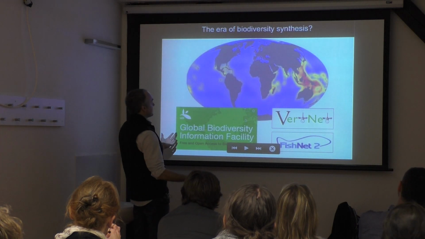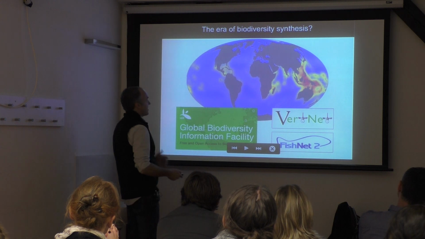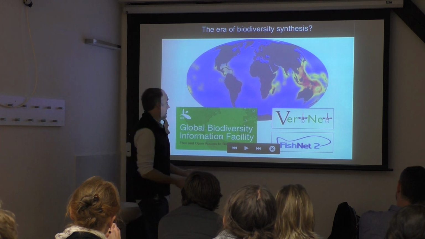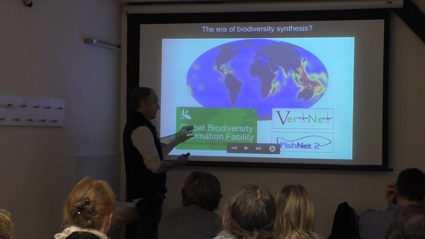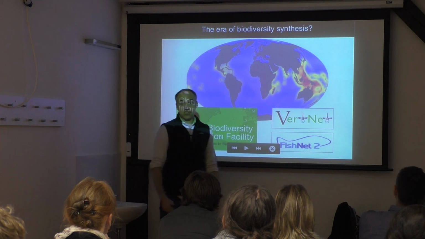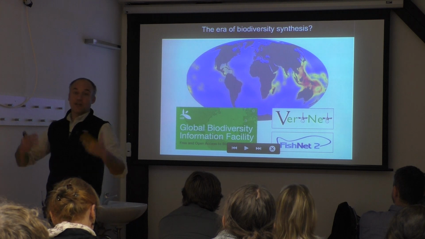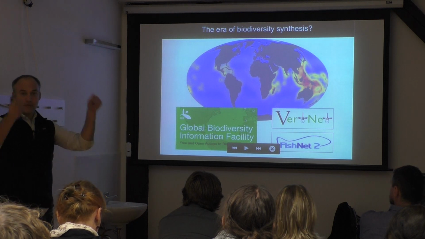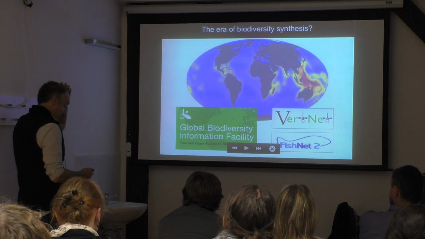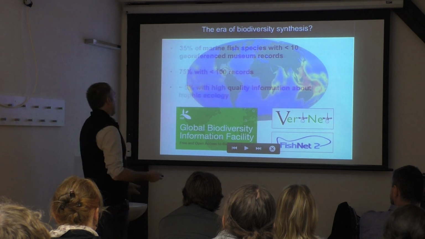We like to think that we're living in this modern era of biodiversity synthesis because we have these data aggregators out there like GBIF and VertNet and FishNet that have literally, in some cases, hundreds of millions of records of things. And so we can just go there, download some stuff, and what else do we need to actually know?